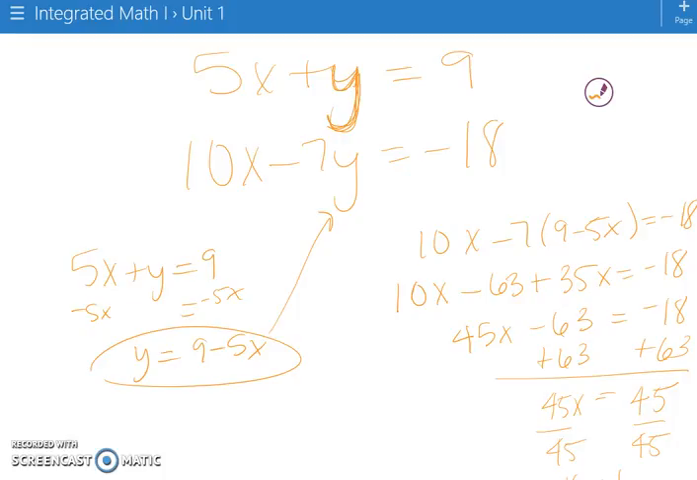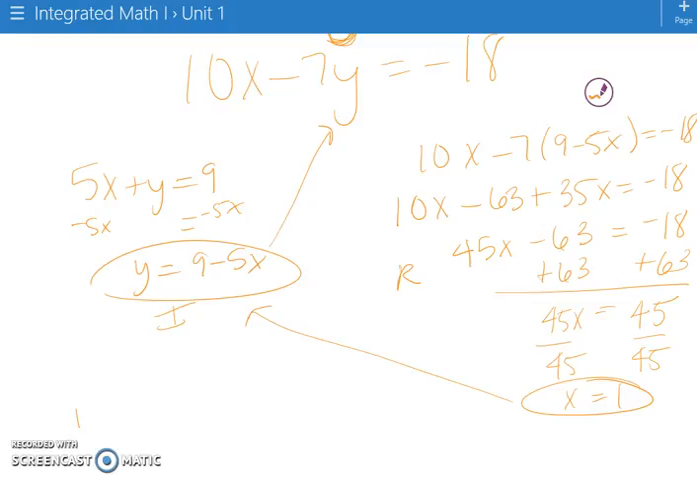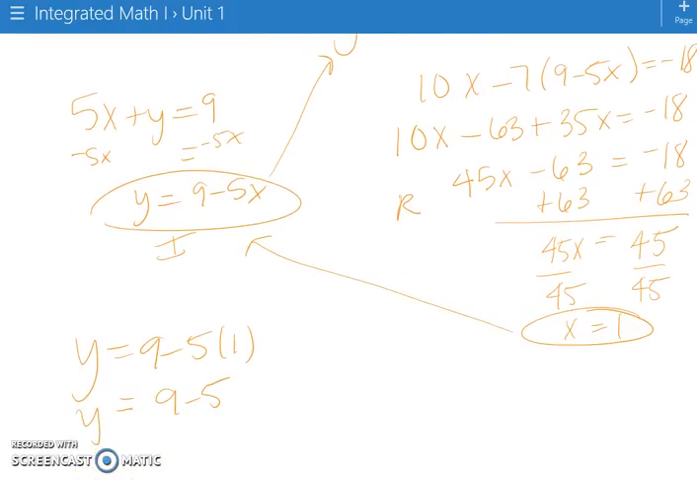Okay. So once I know x equals 1, I've isolated, I've replaced. Now I'm going to plug in. So now that I know that x equals 1, I'm going to take that 1 and plug it into this equation here. y equals 9 minus 5 times 1. So y must equal 9 minus 5. y must equal 4.